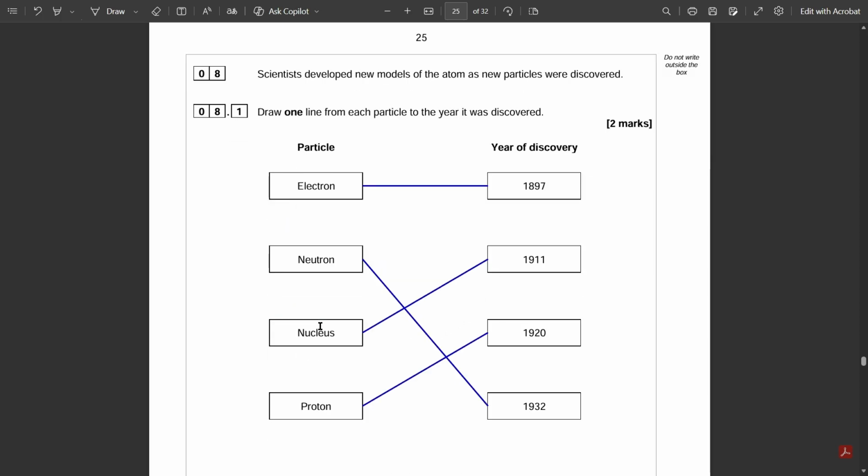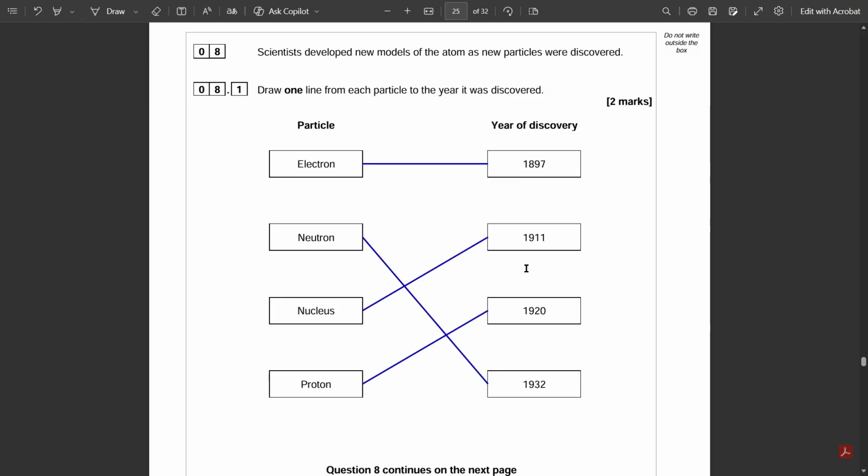Then moving on to question 8, scientists developed new models of the atom as new particles were discovered. Draw one line from each particle to the year it was discovered. The electron was discovered in 1895, the neutron was discovered in 1932, the proton was discovered in 1920 and the nucleus was discovered in 1911. And these are just things that you need to remember. You could use the order of the models and then work it out logically in what order they were discovered, but you do need to just remember the order they were discovered.